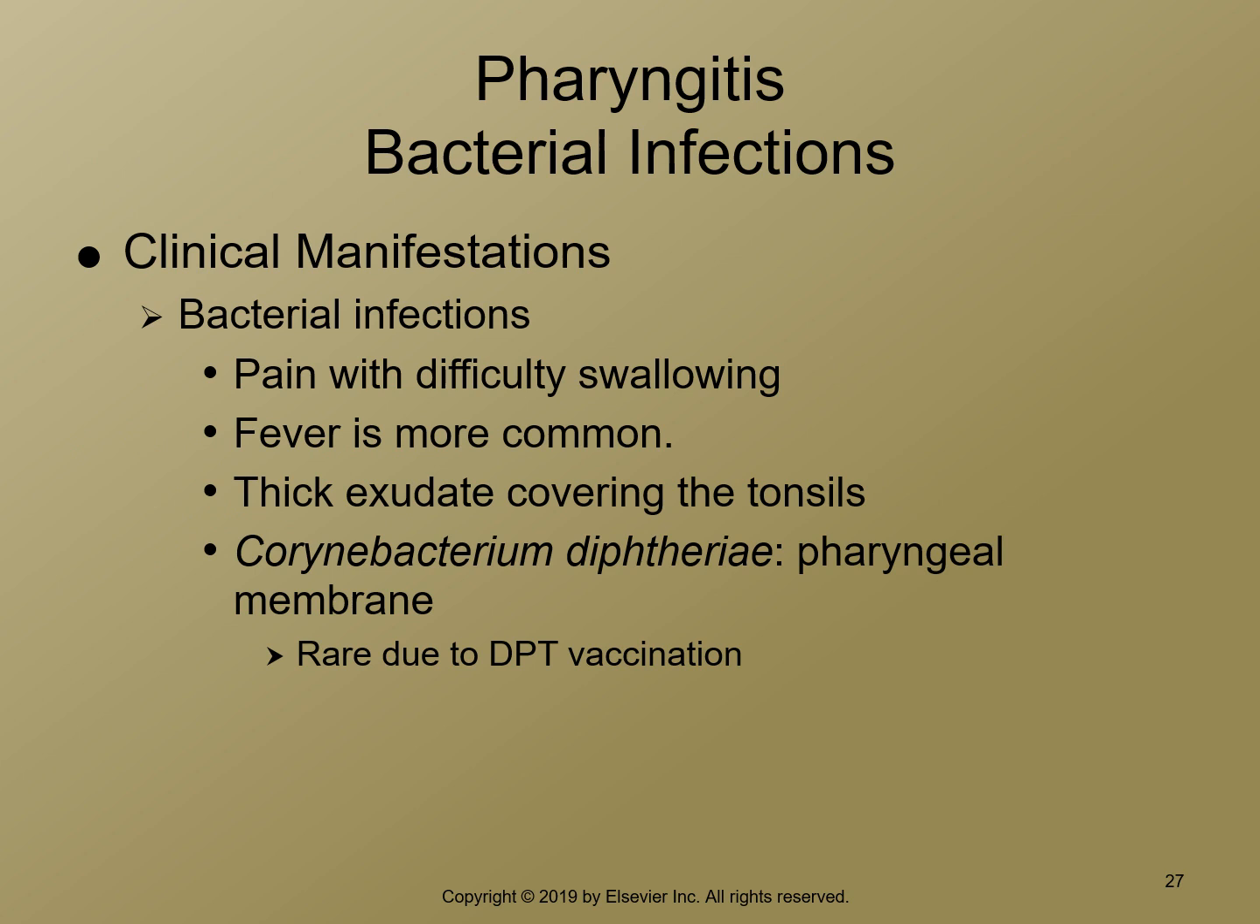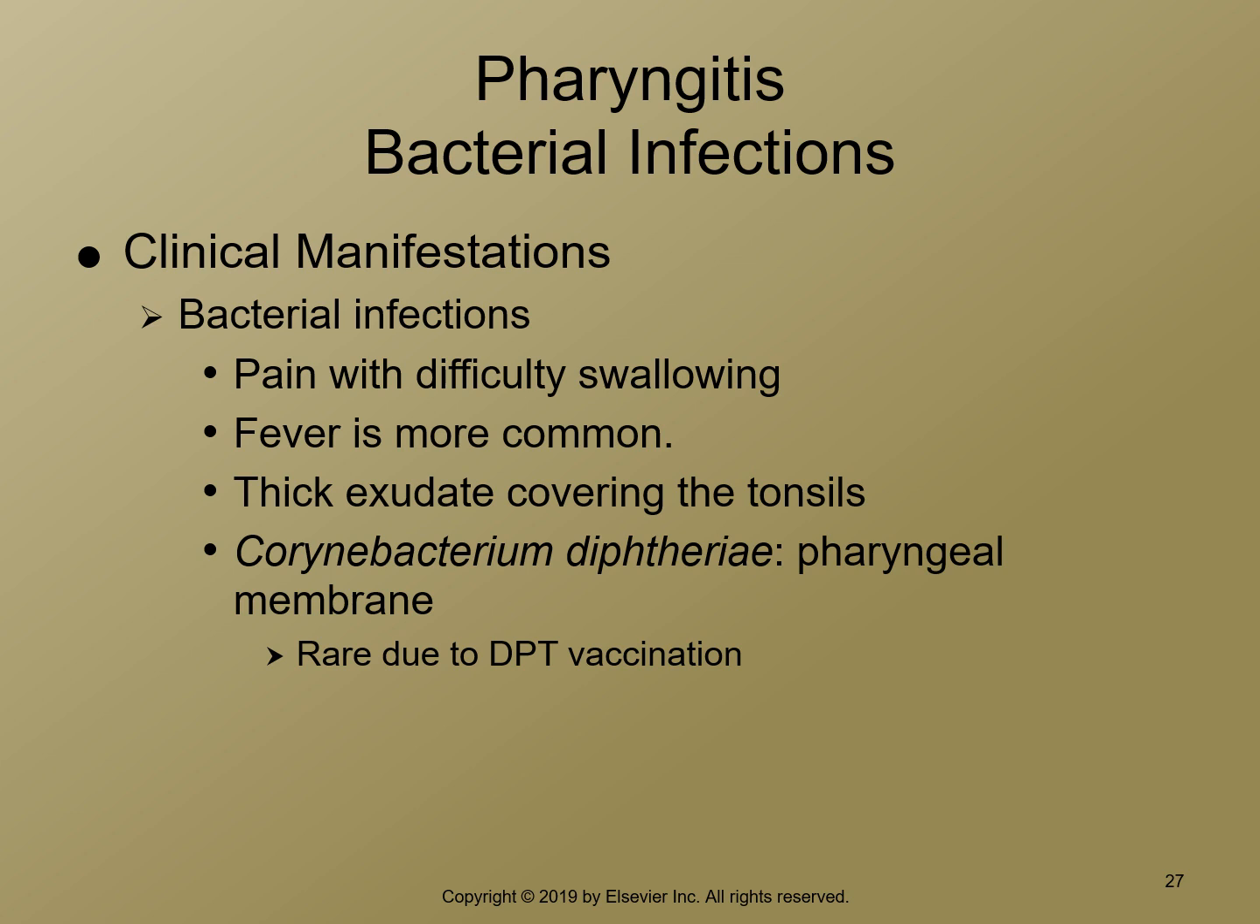Clinical symptoms of bacterial pharyngitis include sore throat or pain and difficulty swallowing. Fever is commonly present, and a thick exudate covering the tonsils. The thick exudate is associated with streptococcal pharyngitis with group A strep, Streptococcus pyogenes.